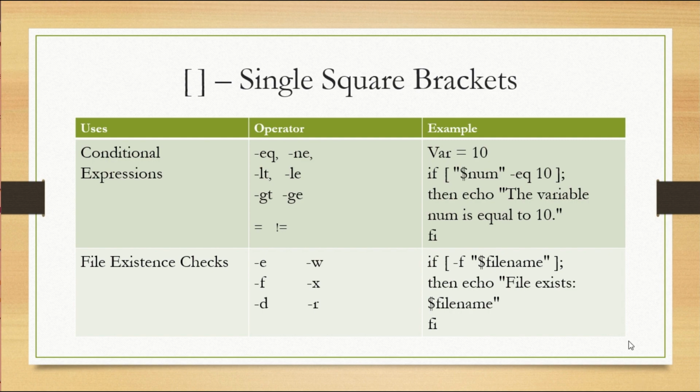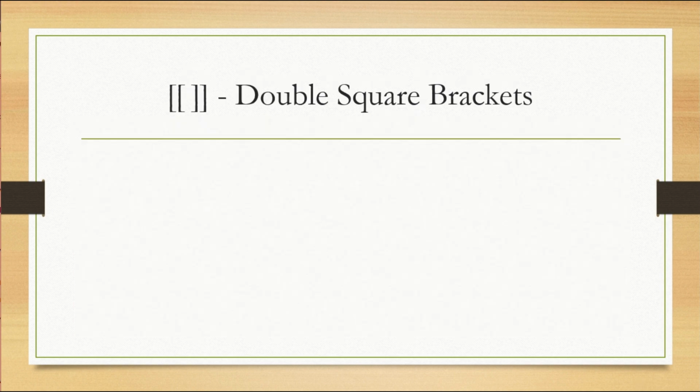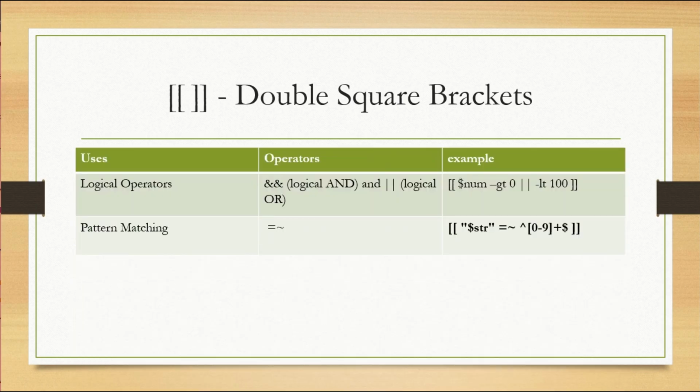Let us now check our third bracket. Our third bracket is the double square bracket. This one is used when we want to do a complex conditional, whereby we want to add some logical operators, or we want to do some pattern matching using regular expressions.